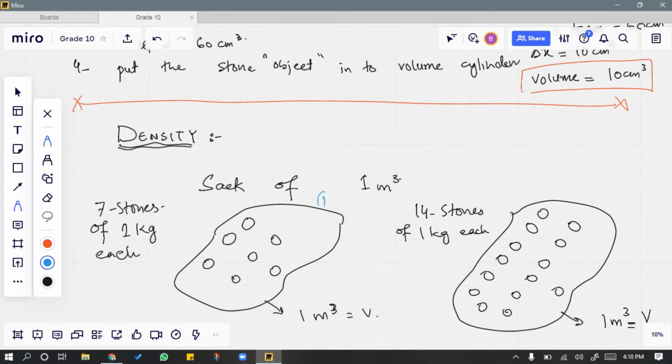This is sack number 1. This is sack number 2. And you can see and check, like in the first sack, the stones are far apart. There are much more empty spaces. So my mass is not too concentrated. My mass is, you can say, diluted. Diluted with what? Diluted with air.